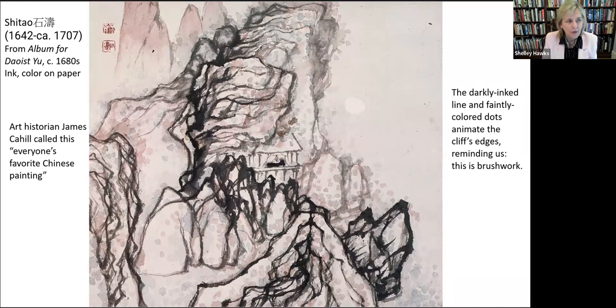So, Shitao lived during the Qing dynasty. He was born during the transition between the Ming and the Qing dynasty. So he lived around 1700. And this painting is one of his most famous paintings. The late art historian James Cahill called it everyone's favorite Chinese painting.